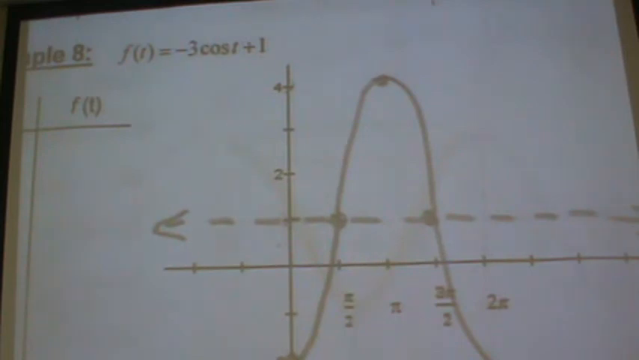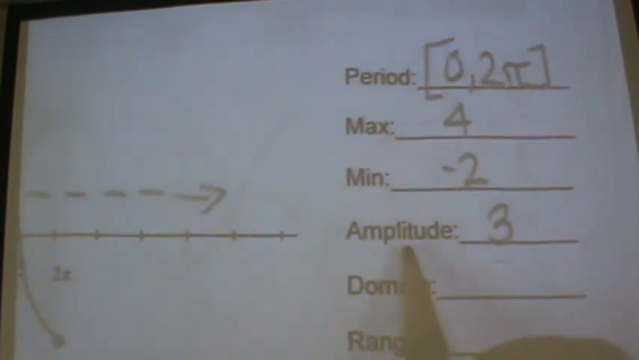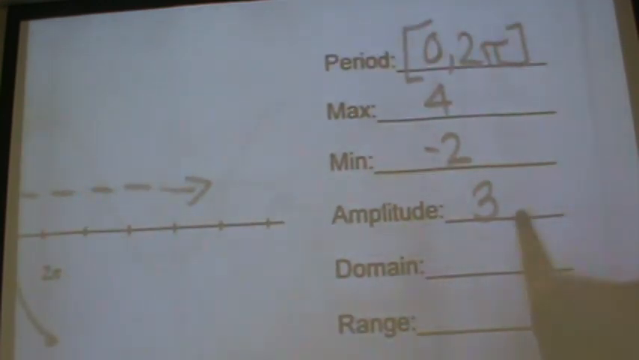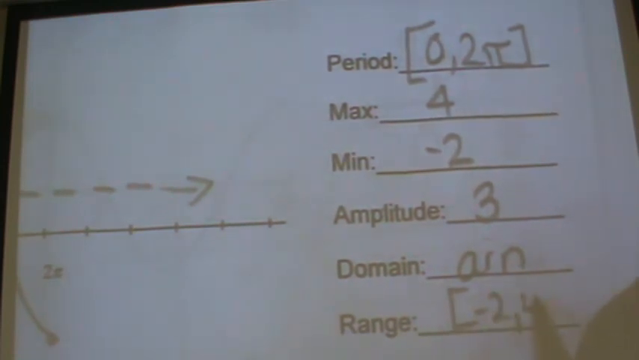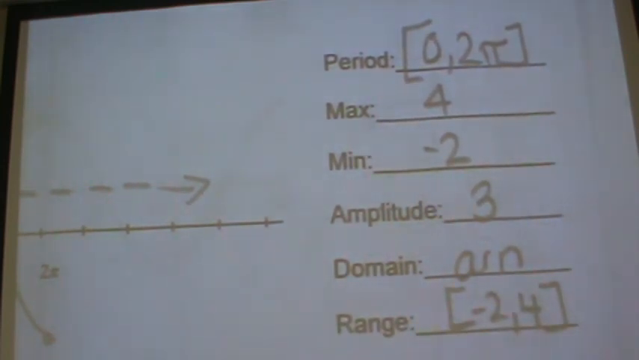Does it look like a bell? Yeah. So what's the period? 0 to pi. What's the max? 3. Min? Amplitude? 2. Amplitude is always a positive number. Don't say amplitude is 3. Domain is all real numbers, and your range is -2, comma 4. Easy? Yeah. Okay. Brett, stop. Those are your notes.